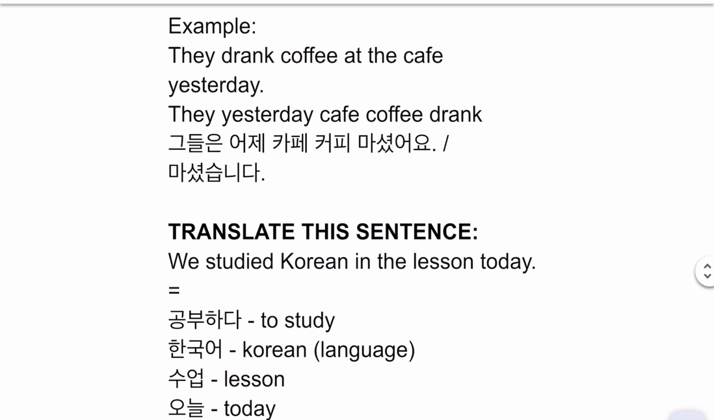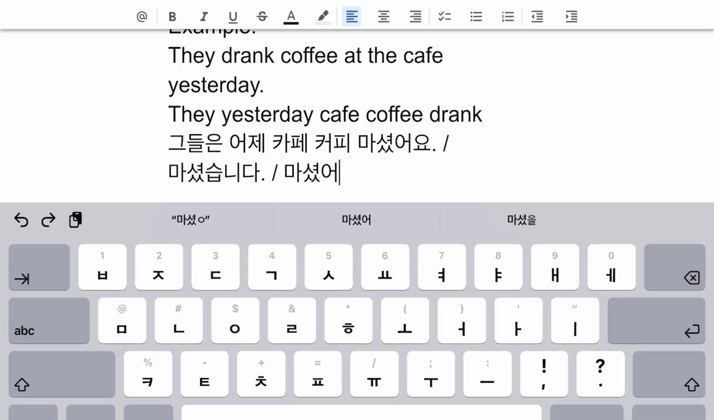We had an example first. They drank coffee at the cafe yesterday. So the order, however, who first, they, when, yesterday, where did they drink the coffee? At the cafe. What did they drink at the cafe? They drank coffee. And then our verb to drink goes at the very end. So 그들 means they, and that's going to be our topic. 그들은 어제 카페 커피 마셨어요 casually, or 마셨습니다 if it was formal, or 마셨어 informal.